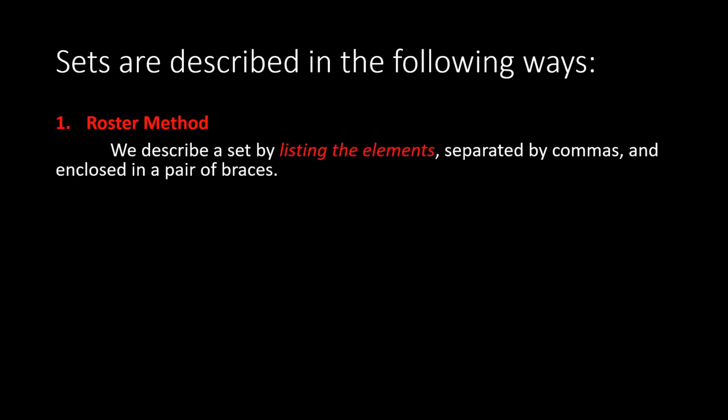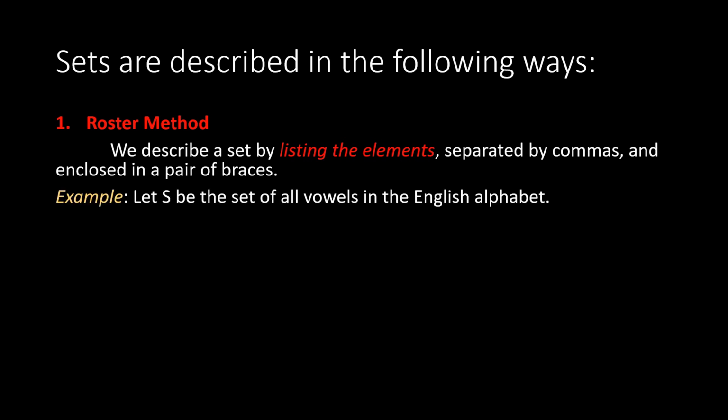Sets are described in the following ways. Number 1, the roster method. In this method, we describe a set by listing the elements separated by commas and enclosed in a pair of braces. For example, let S be the set of all vowels in the English alphabet.